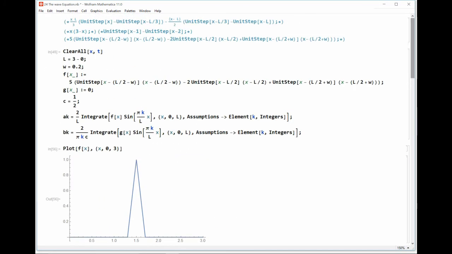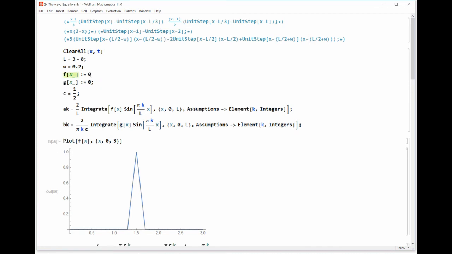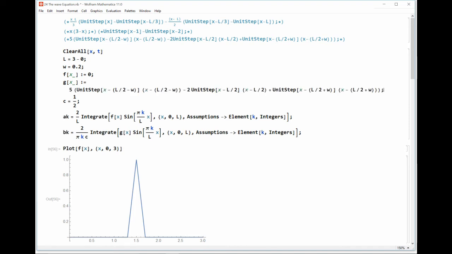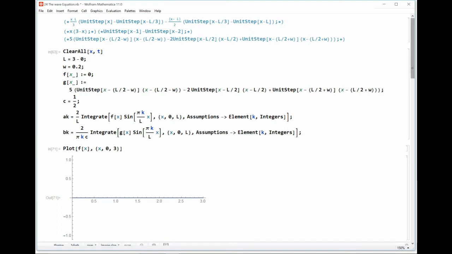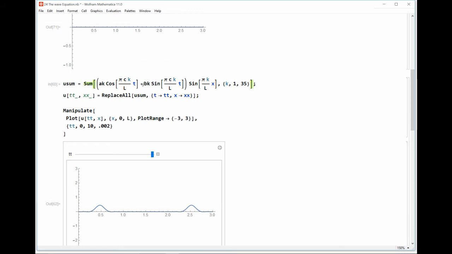Okay, let's see what happens if instead of having f being non-zero, we'll have f being 0, but now specify the derivative. So f of x is now 0, but g of x is not. So initially we have a derivative.